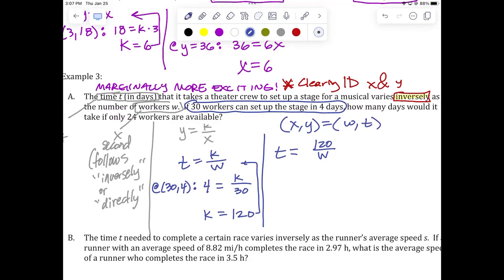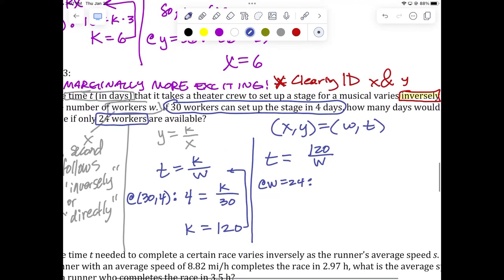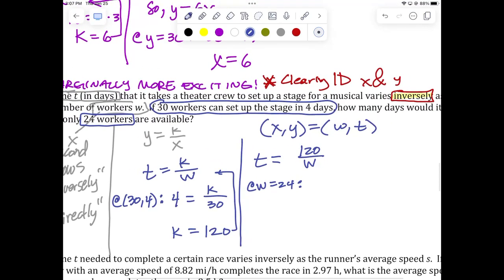Now we're ready to solve, right? Ask me any question you want. Give me the workers that are coming, and I'll tell you how much time it takes to set it up. Tell me how much time we have to set it up, and I'll tell you how many workers we're going to need, right? I can work both ways. It says only 24 workers are available. So I'm going to say at W equals 24. They give me the W value is 24. I want to know the time it takes. We only got 24 people. How long is it going to take? This is the easier of the two because it's just a plug and chug. It's 120 over 24. It's already solved for time.